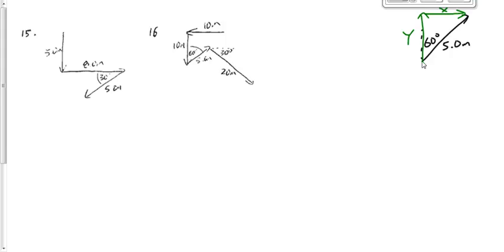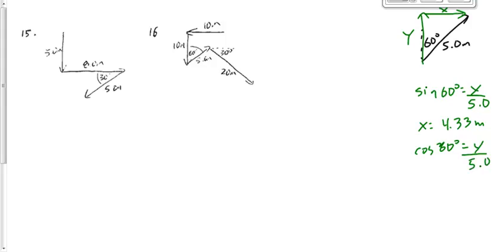The x component is which side of the triangle, Shay, in this case? The x component? Yeah, it's the opposite side because it's not touching. So we're going to say sine 60 degrees is equal to opposite over hypotenuse. X ends up being equal to, I believe, 4.33. And then we're going to say cosine 60 degrees is equal to adjacent over hypotenuse. And I think that's just 2.5.